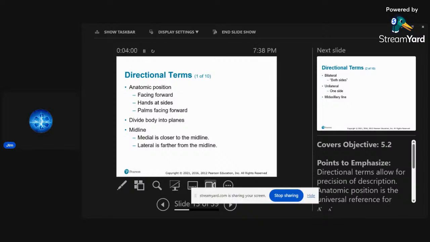There's a midline. When we talk about midline, we're describing medial as closer to that midline. So if something is medial, it's closer to the center of the body. And lateral means it's farther away, or farther to the side of the body. For example, your appendix could be medial to your belly button, or your umbilicus.